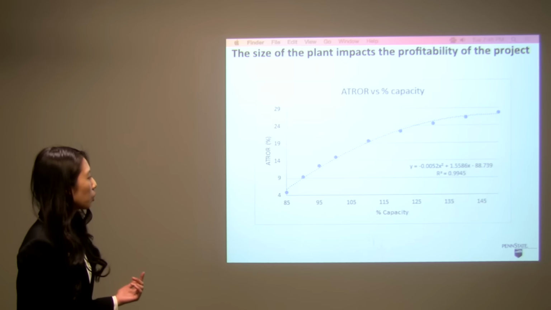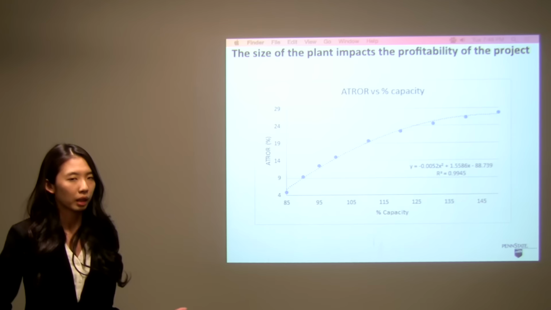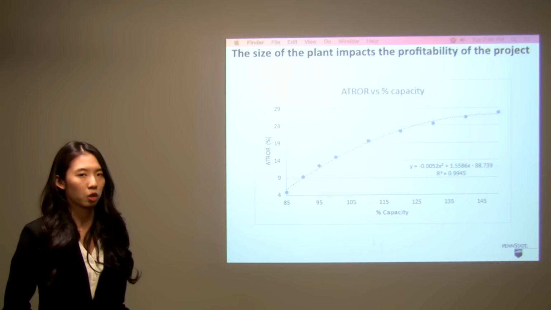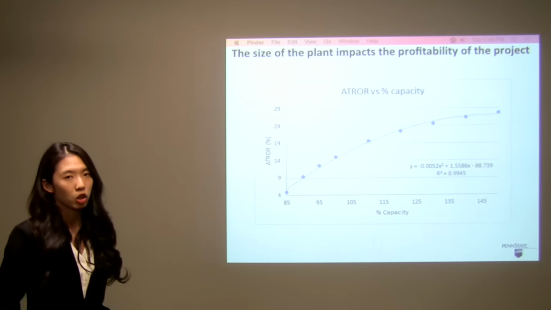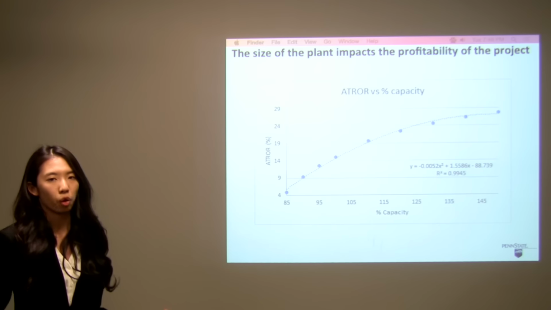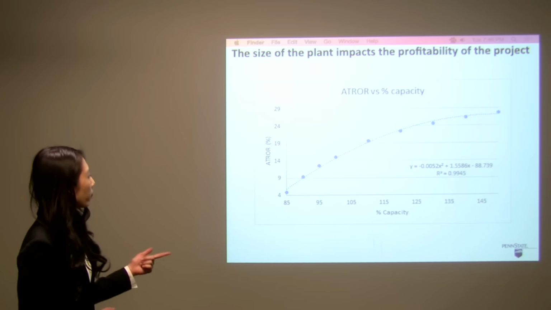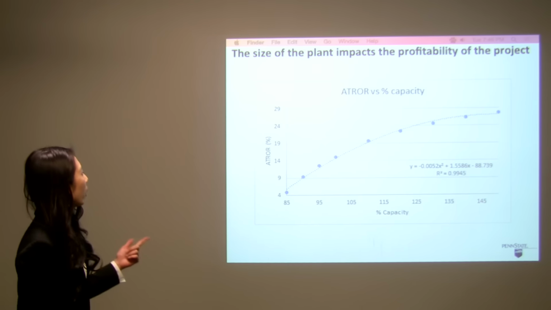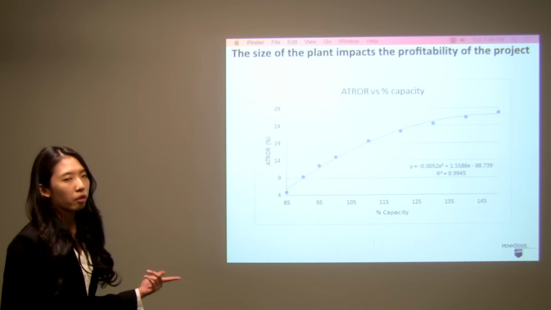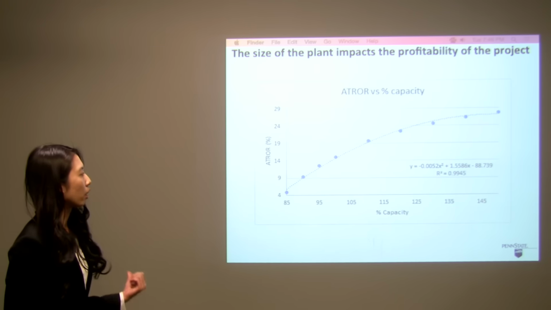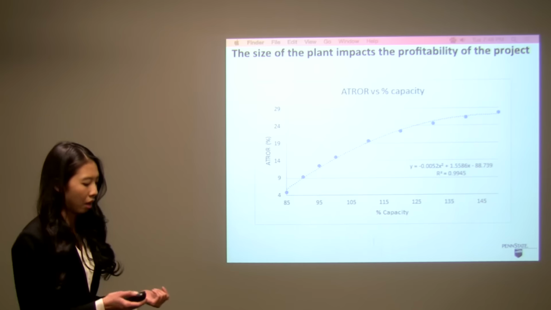If we increase the capacity of our plant, it means we need a bigger plant and it will take longer to construct. Therefore, we assume that the capacity over 100% will lead to 4 years of construction time. And as you can see here, as the capacity goes up, our ATRR will go up as well, which will make more profit. However, if we decrease the size of the plant, then the ATRR will go down.